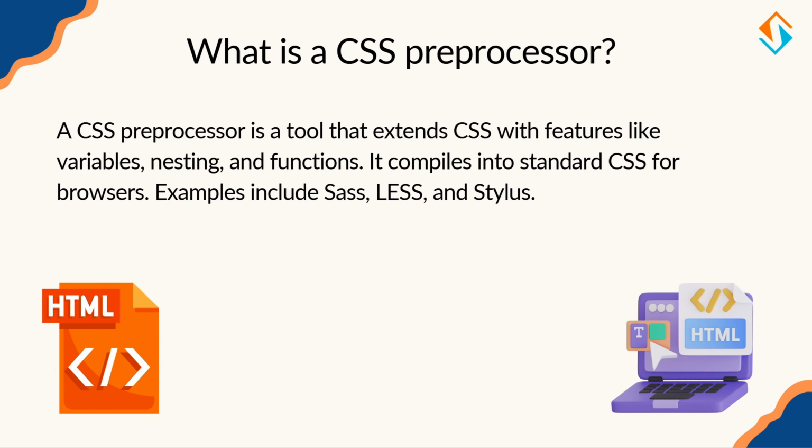Next question is, what is a CSS preprocessor? A CSS preprocessor like Sass or Less extends CSS by adding features like variables, nesting, mixins. Instead of writing plain CSS, you can write in Sass or Less and then compile it into regular CSS. This makes managing large style sheets much easier.